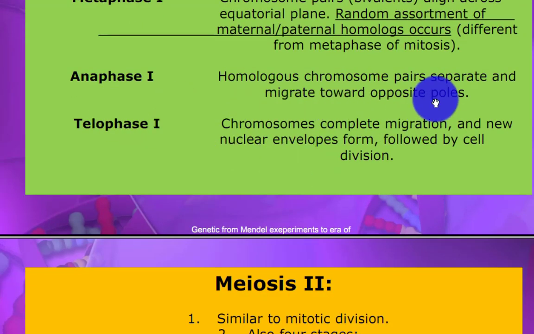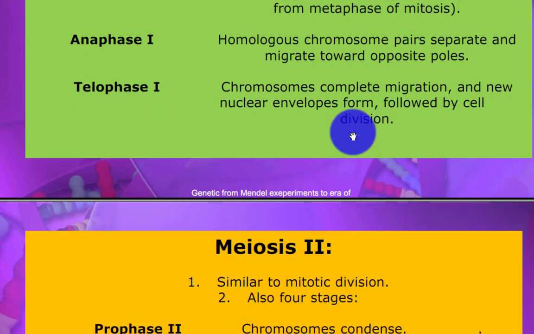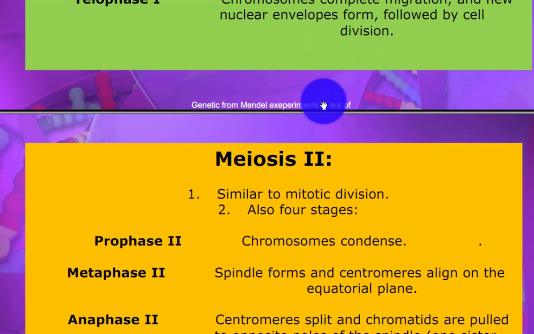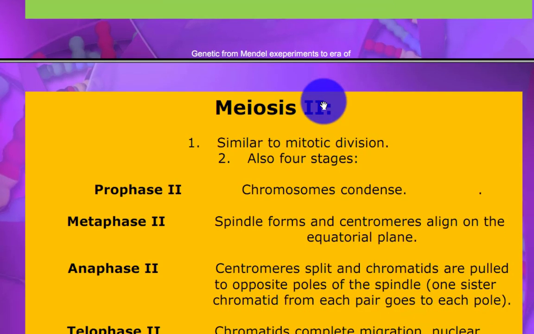Anaphase: homologous chromosome pairs separate and migrate toward opposite poles. Telophase: chromosomes completely migrate and the new nuclear envelope forms, followed by cell division.